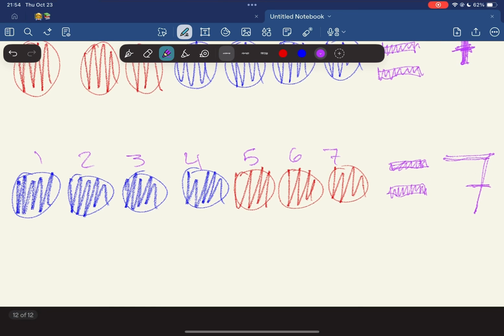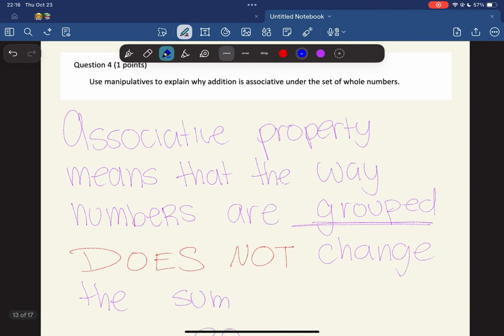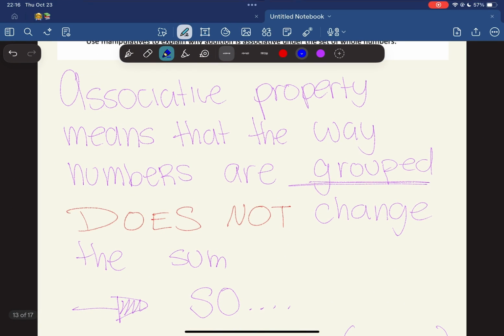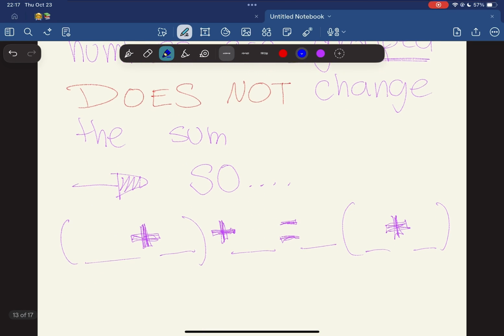For our last question, number 4, we're going to be using manipulatives to explain why addition is associative under the set of numbers. So, what is associative property? Associative property means that the way numbers are grouped together does not change the sum. But how else can we explain this?